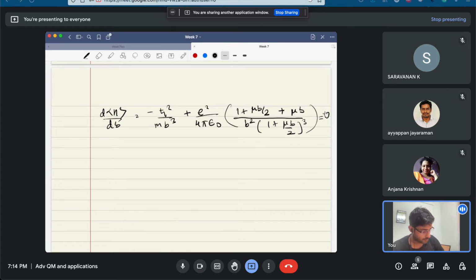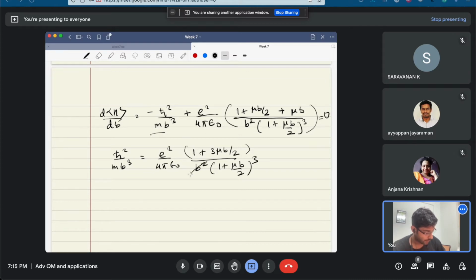So we can take this term on the right or the other way around, whichever you prefer, it's fine both ways. So you get e square by 4 pi epsilon naught, 1 plus 3 mu b by 2 by e square plus mu b 2 whole cube, and this b square cancels the cube here, and we only get a b. Now our main motive is to find out the b, right? So let's take the b on one side and put all others on the other side.